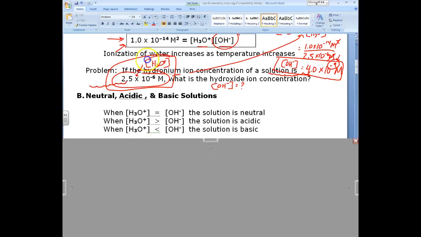So our hydronium ion concentration is greater than my hydroxide ion concentration because 2.5 times 10 to the negative 6 is greater than 4 times 10 to the negative 9. So the solution is acidic.